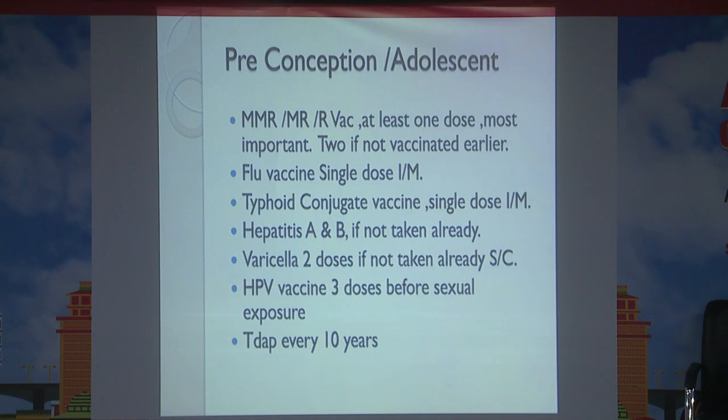Coming to summary, for preconception period or adolescent, whether boys or girls: MMR, MRR vaccine, flu vaccine, typhoid, hepatitis A and B, varicella, human papilloma virus, and Tdap.